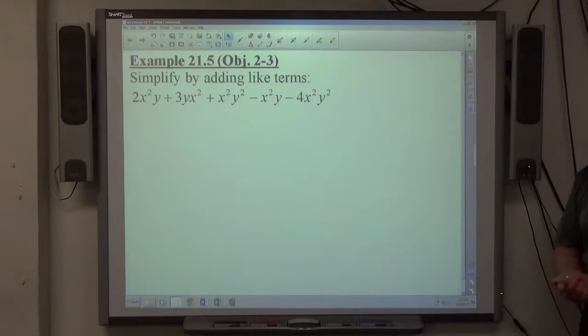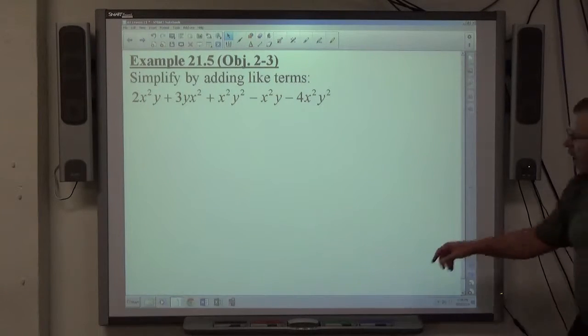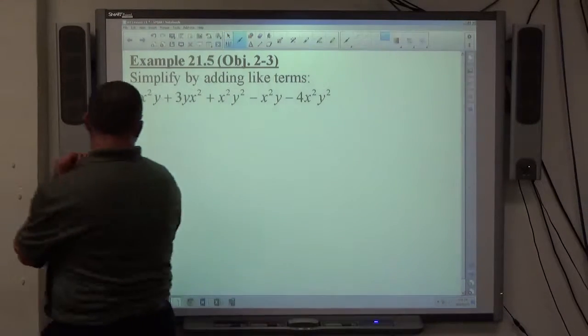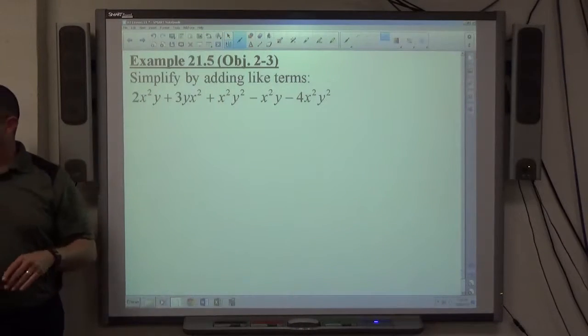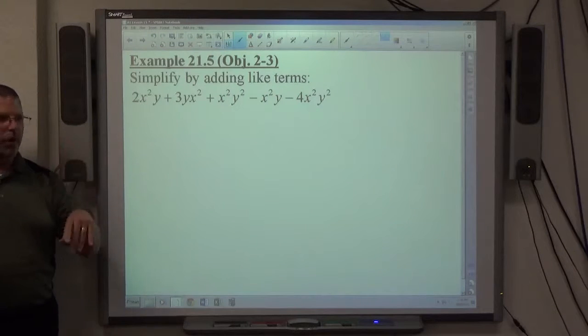Last example, simplify by adding like terms. We have 2x squared y, 3yx squared, x squared y squared, x squared y, and x squared y squared. All right, so everything has x and y in it. Can we all agree to that? Yep. All right, so we're good with the same letters.